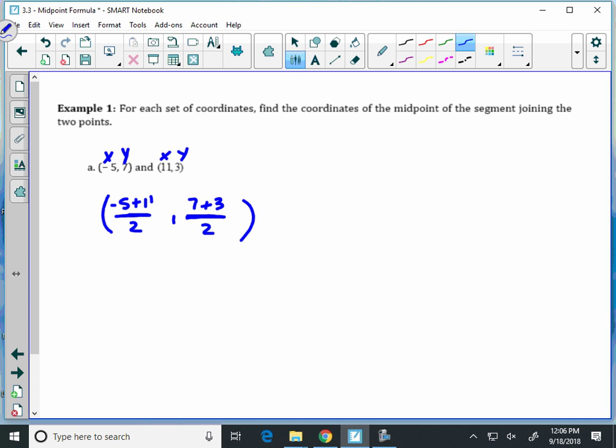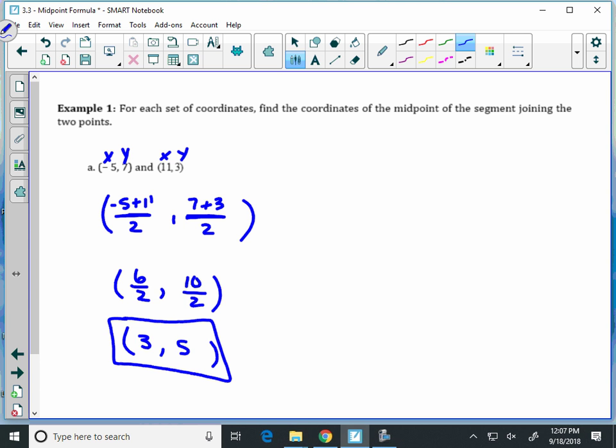Okay. And then clean it up. What is negative 5 plus 11? What's 7 plus 3? And then clean it up one last step. What is 6 over 2 simplified down to? And what is 10 over 2 simplified down to? 5. So the midpoint, the exact middle in between those 2 values is 3, 5. In those 2 points.